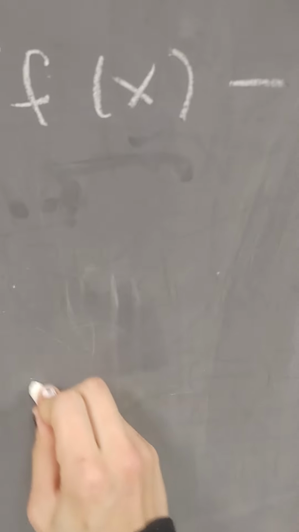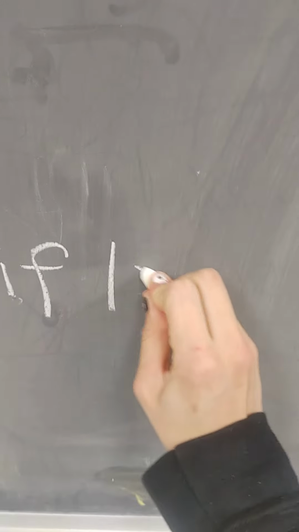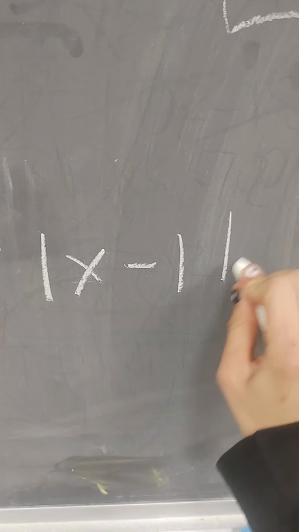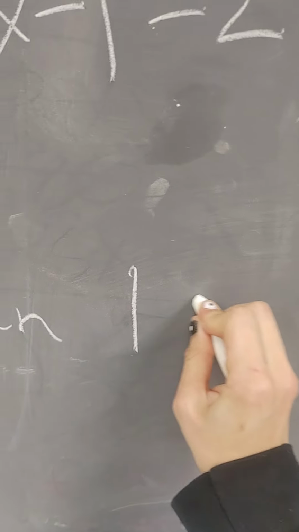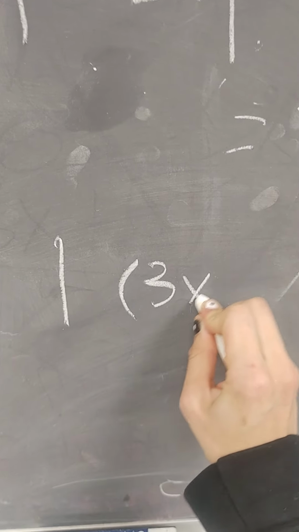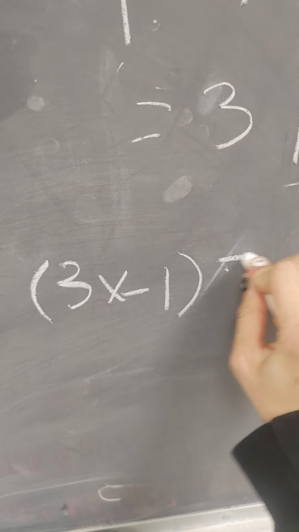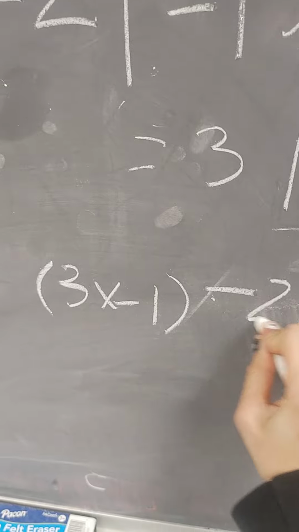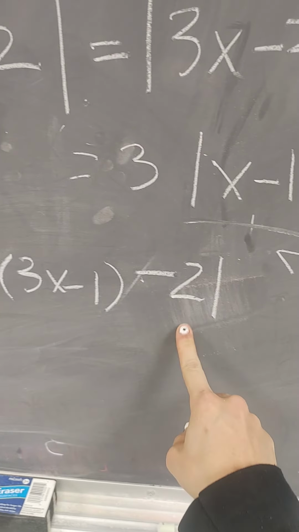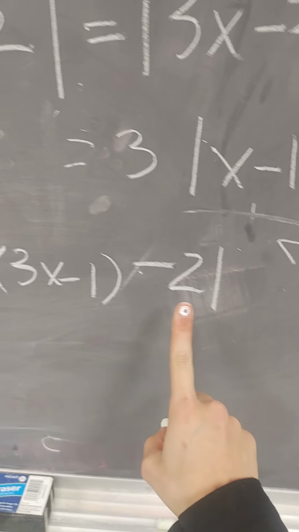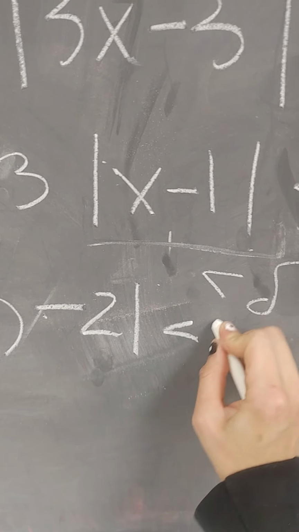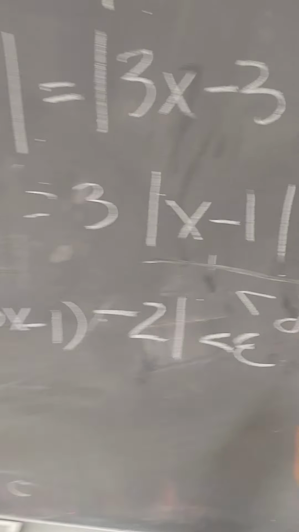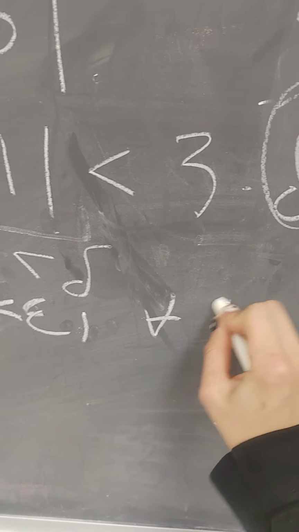So therefore, if the absolute value of x - 1 is less than delta, then the absolute value of our f of x, which is 3x - 1, minus 2, so the distance between our f of x and the limit value, which is 2, is less than epsilon for all epsilon greater than 0.